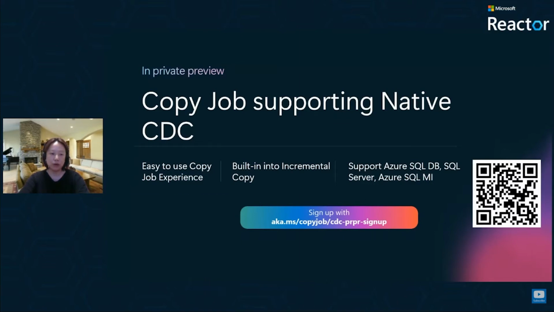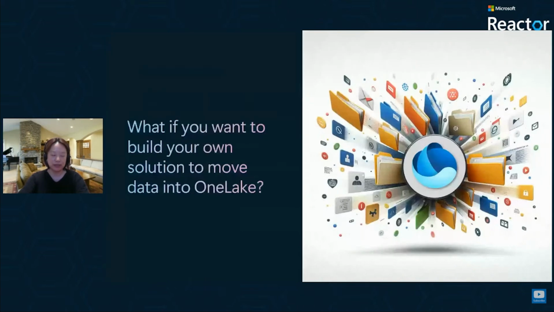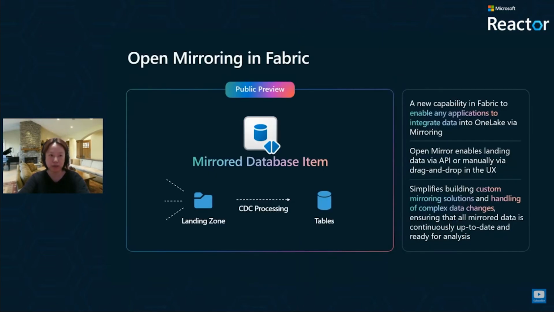So we mentioned different options to bring data into OneLake, like through the shortcut, through mirroring, through copy job. So what about other options? For example, if you want to build your own solutions to move data into OneLake, we also provide an option called open mirroring in Fabric. For example, if you already have some application that interacts with your source system to extract the data from that, and you want to bring data into Fabric.